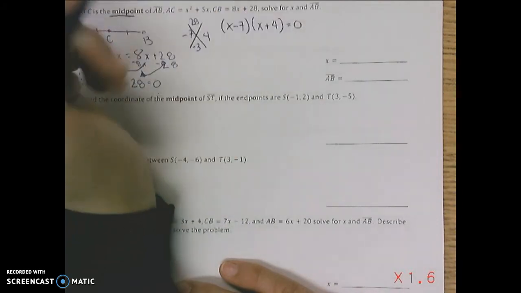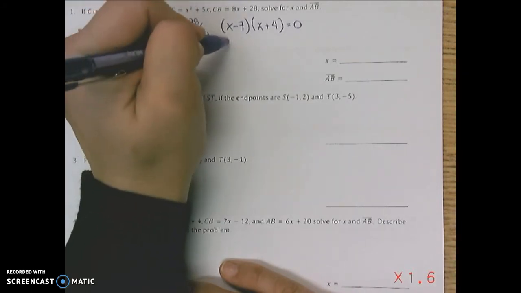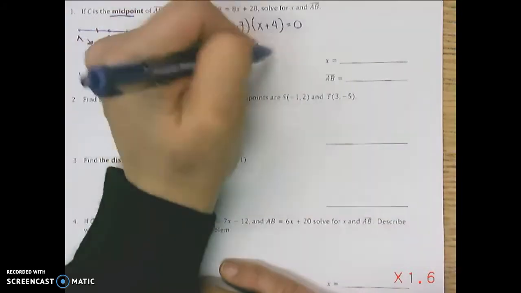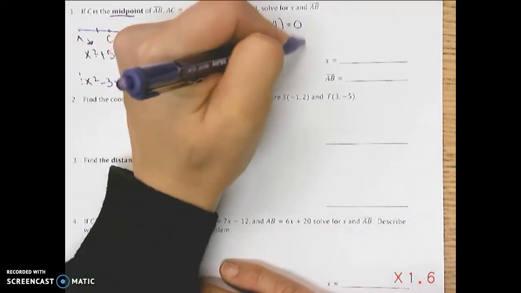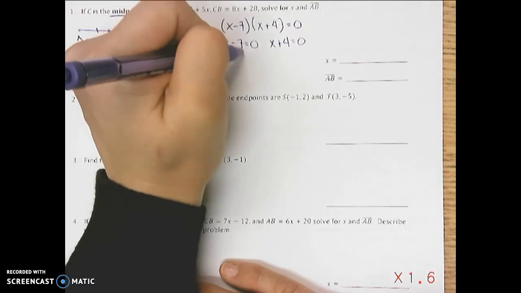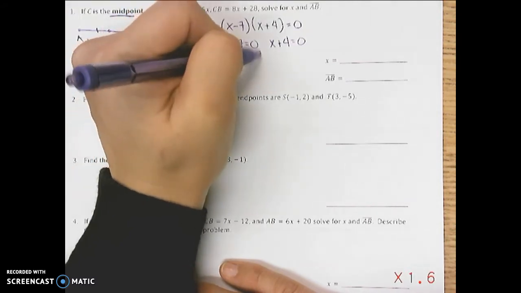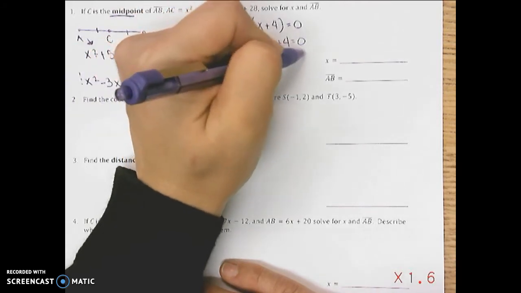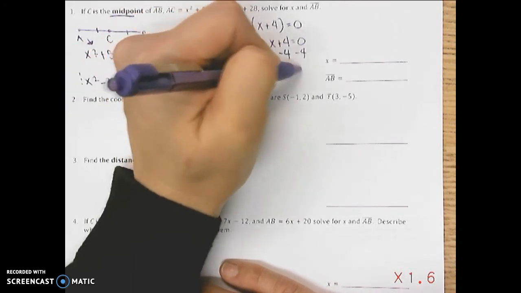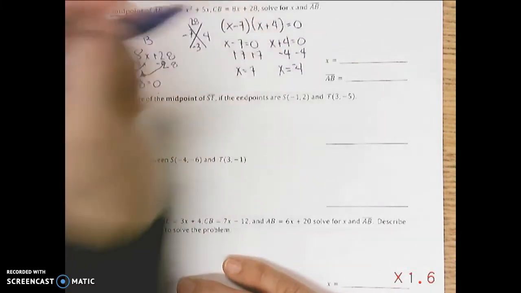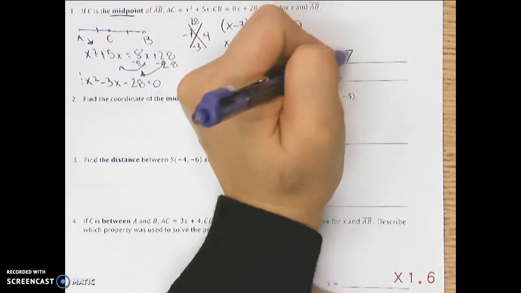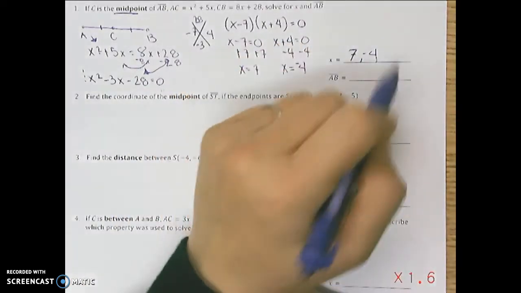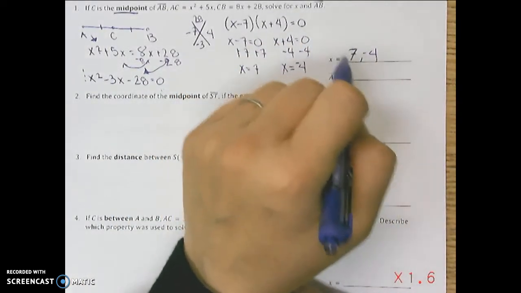It equals 0. Because we're using the zero product property, we have x minus 7 equals 0 as one of our answers, and x plus 4 equals 0 as another. I'm going to add 7 to solve for x, and I'll get x equals 7. And I'm going to subtract 4 and get x equals negative 4. So my two answers are 7 and negative 4. I'm not going to use the negative because it's distance, and I just want to stick with the positive.